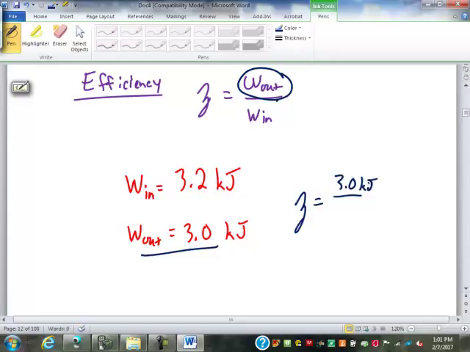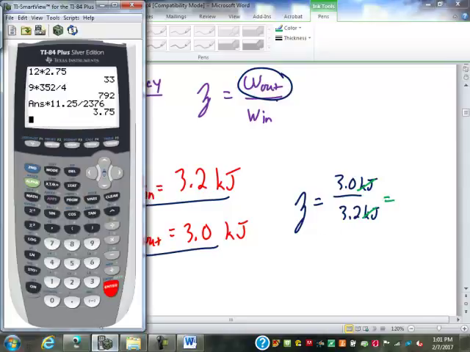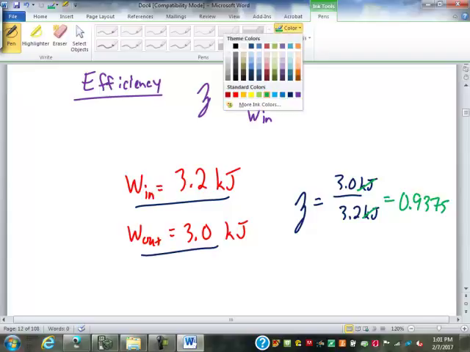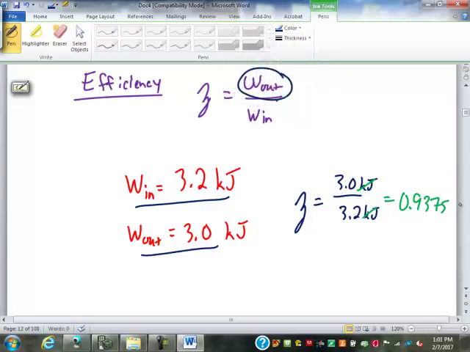Now, at the first stage, I do leave the units on it usually. The work in is the 3.2 kilojoules. The main reason is I want to make sure that both of these are being expressed in the same terms. So now that those are the same units, I can cancel them out. 3.0 over 3.2 is going to give me 0.9375. So I have an efficiency of 0.9375, or if I want to convert that to a percent, move that decimal over 2 spots, 93.75% efficiency.